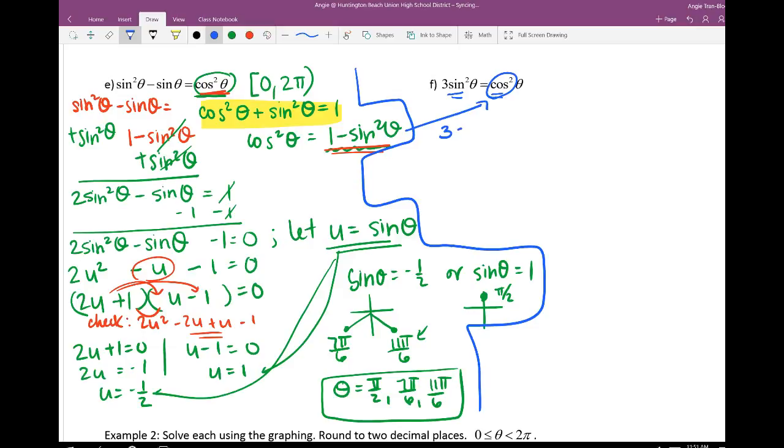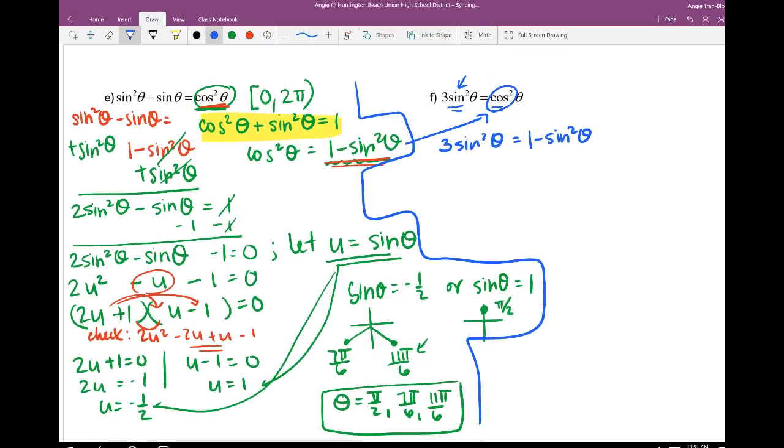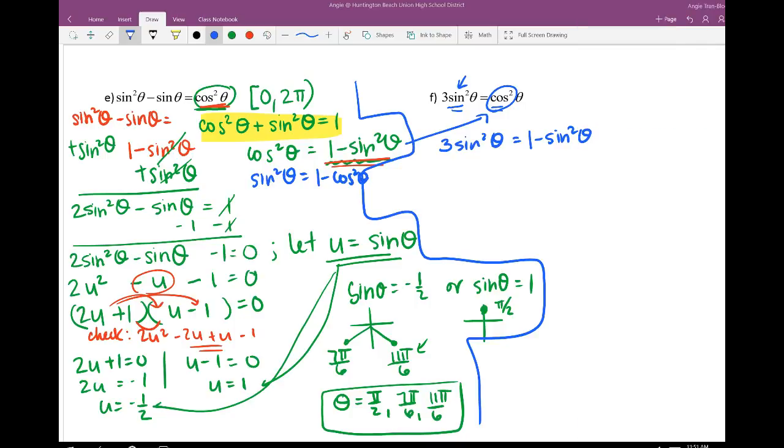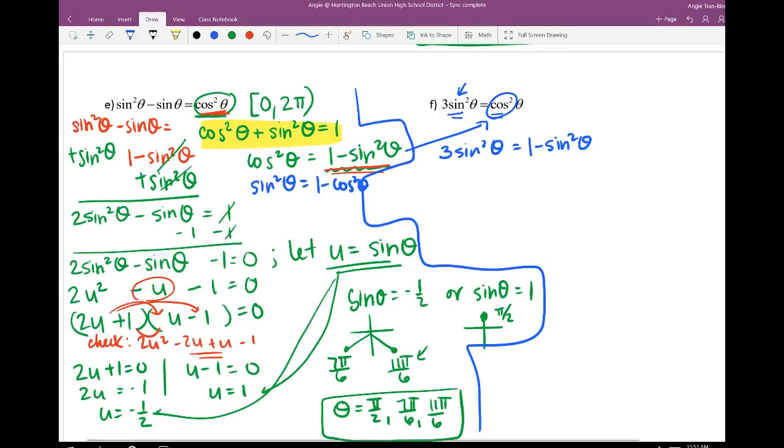So here we go. 3 sine square of theta equals, every time I see cosine square of theta, I can replace it with 1 minus sine square of theta. And of course you can substitute sine square of theta as well, okay? So if you were to write sine square of theta, it should be 1 minus cosine square of theta. You can substitute whichever one you pick as long as it makes it easier for you to solve, not more difficult, okay?